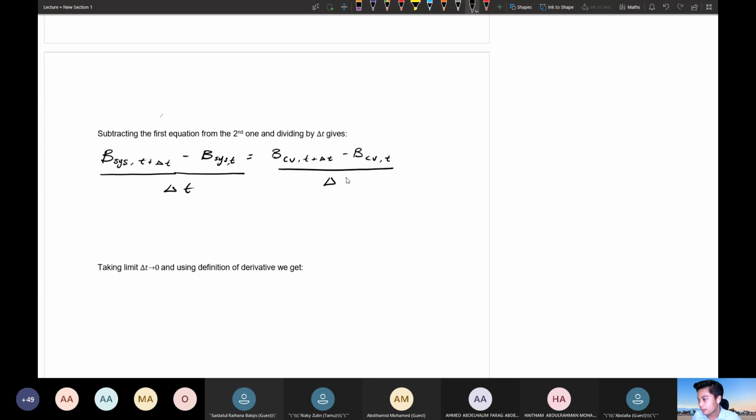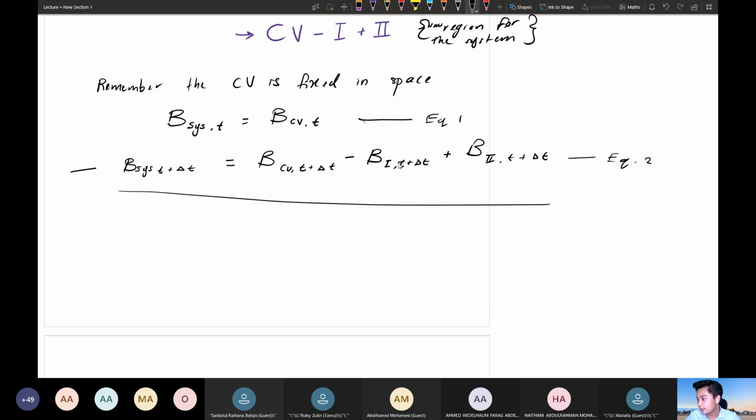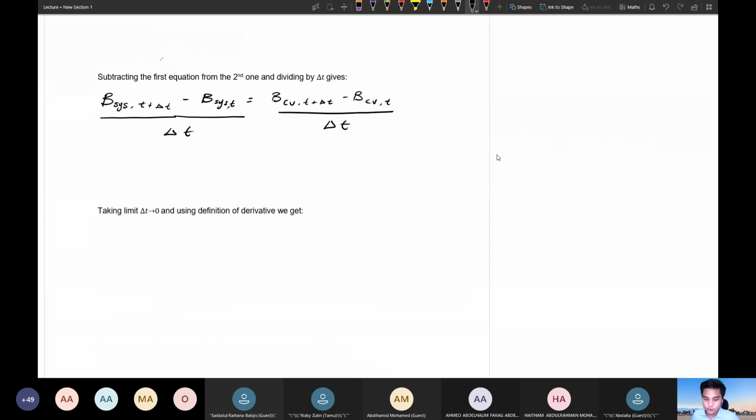And also this one, there is no partner, just this one minus 0, this one minus 0. So we only have this one, negative B of region I at t plus delta t, divided by delta t, plus B of region II at t plus delta t, divided by delta t.